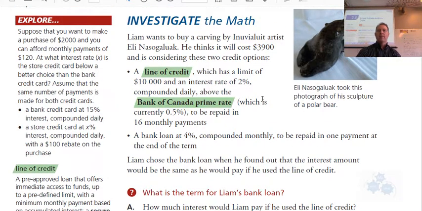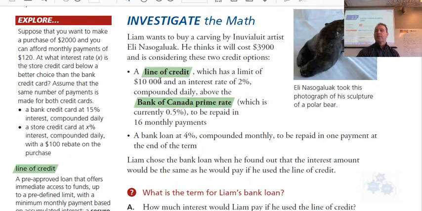Okay, so the Investigate the Math here says Liam wants to buy a carving by Inuvialuit artist Eli Nasogaluak. I did not read that over earlier. It probably would have helped me. He thinks it will cost about $3,900. He is considering two credit options.